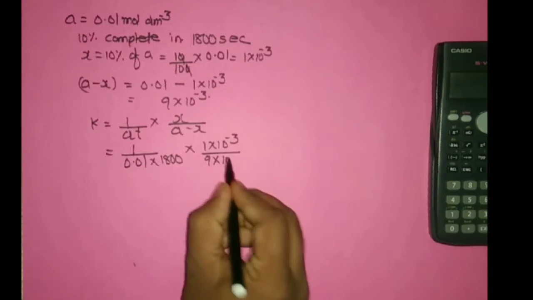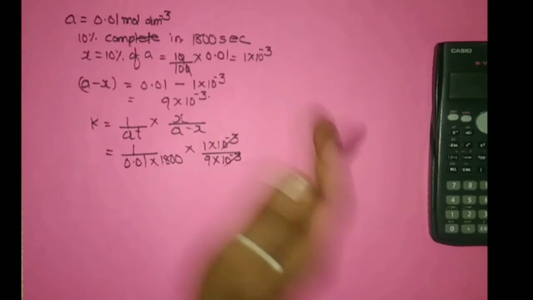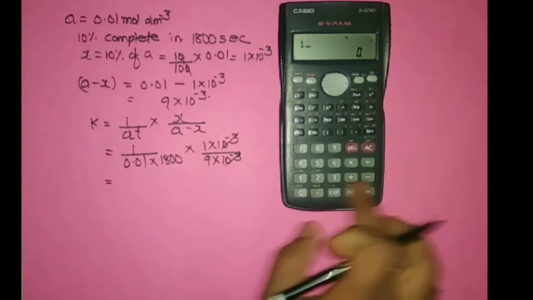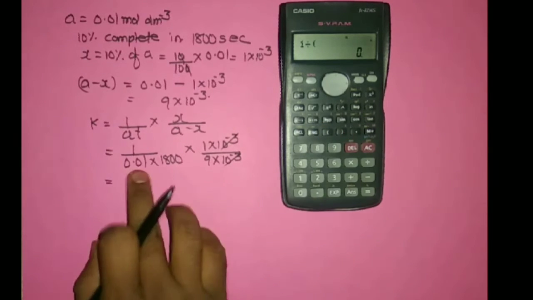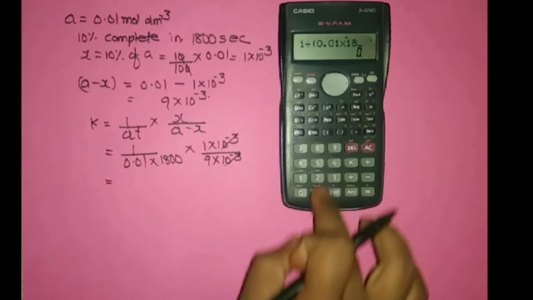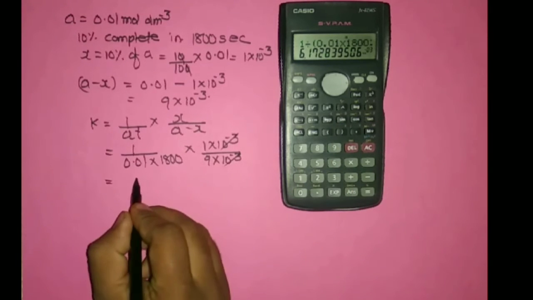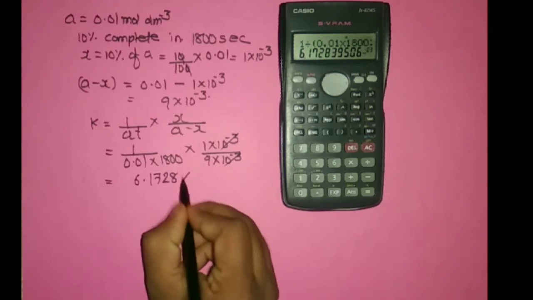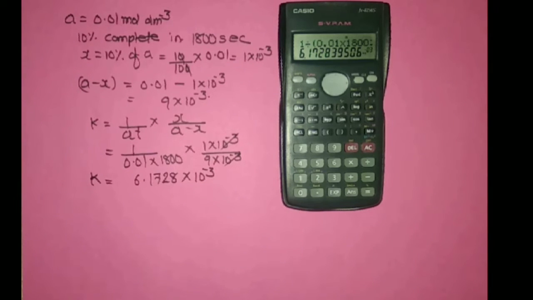It is 9 into 10 raised to minus 3. 10 raised to minus 3 and 10 raised to minus 3 get cancelled. Now, what is remaining over here? In the numerator there is only 1, divided by, we'll put bracket, 0.01 multiply by 1800 multiply by 9. So it is equal to 6.1728 into 10 raised to minus 3. This is the value for rate constant for second order reaction.